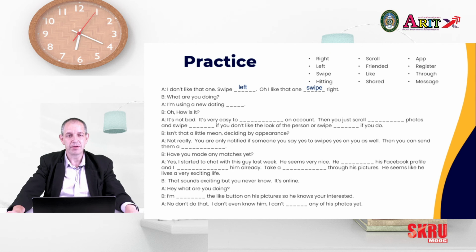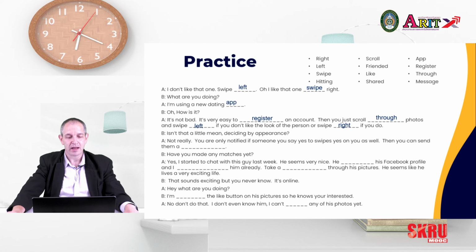Person B: What are you doing? Oh, I'm using a new dating app. So often a lot of programs that we use on phones and tablets, we don't call programs, we call them apps. It's not bad. It's very easy to register an account. So when you start a new account, you register. Then you just scroll through photos and swipe if you don't like the look of the person. So swipe left, or swipe right if you do.